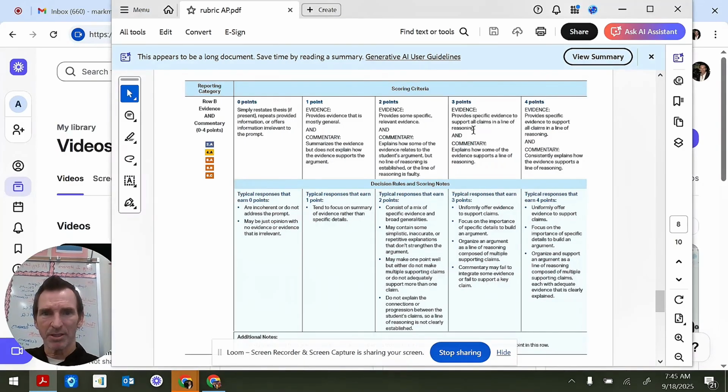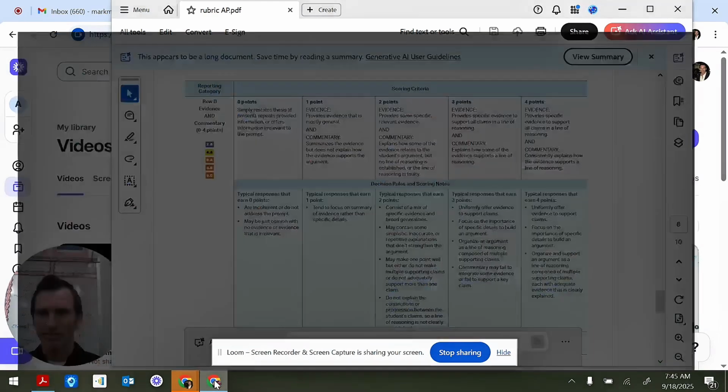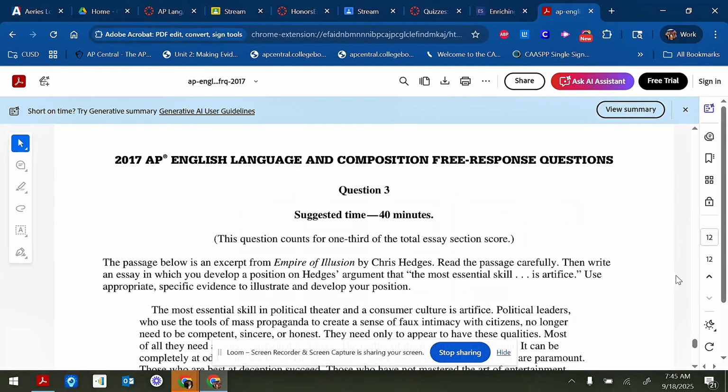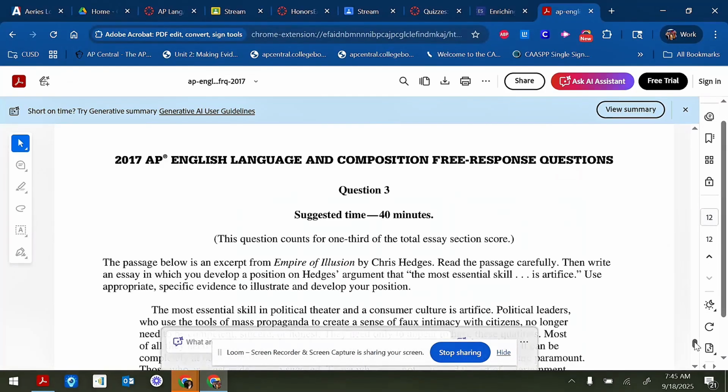So 3 provides specific evidence to support all claims in a line of reasoning. So let's say I have specific evidence on this artifice prompt. Here's the artifice prompt if you forgot. It's from 2017. Most essential skill is artifice. Use appropriate specific evidence to illustrate and develop your position.